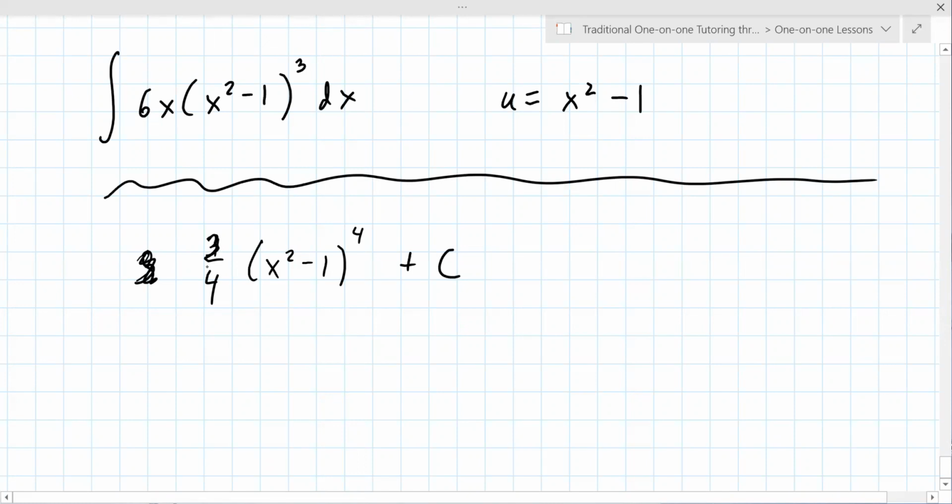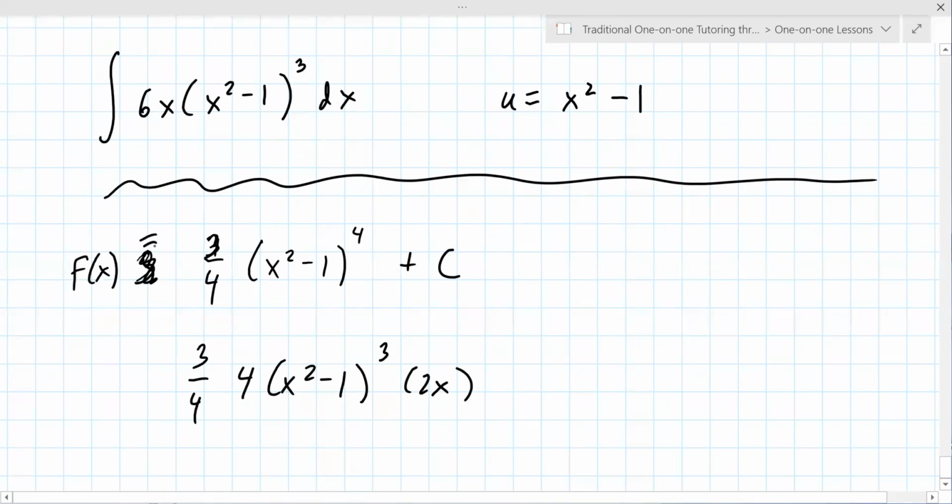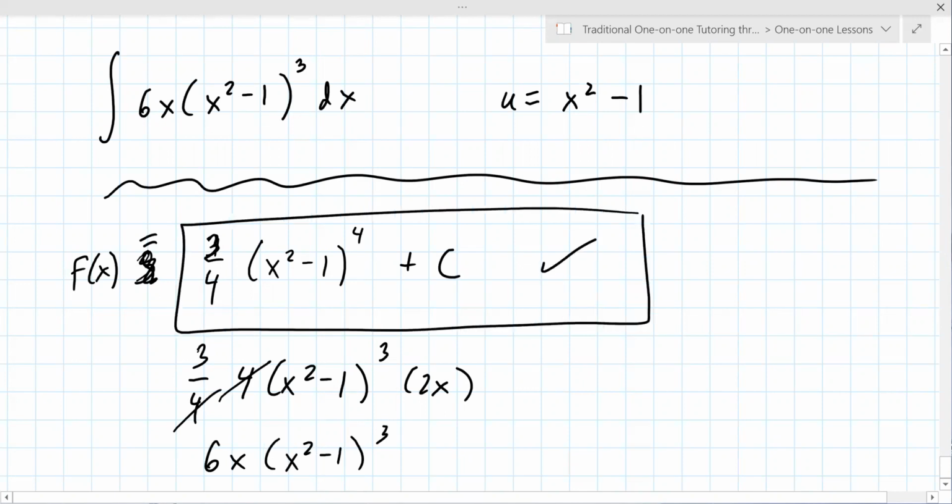3 times, okay. So here's how I check. I take a derivative. So your derivative, you bring the 4 down, x squared minus 1 cubed, chain rule, right? That's 2x. Derivative of a constant is 0. Taking a derivative to check your work. So just follow along here. See how the 4's cancel? Yes, 3 times 2x is 6x. Do you see how this is your original? That's how I know this is correct. Okay.